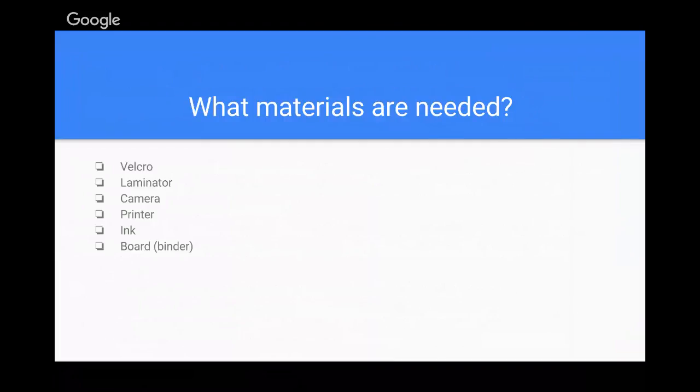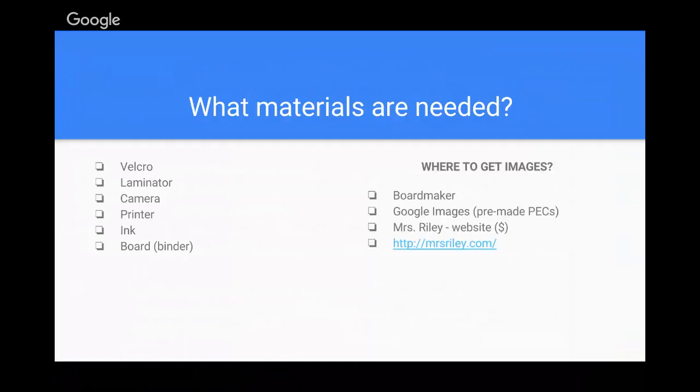Here are some materials that are needed: Velcro, laminator, camera, printer, ink, and a board, or some sort of a binder that's got a hard surface. Laminators aren't necessary. I've used contact paper with lines on the back. Also, I tend to use rubbing alcohol so that the Velcro sticks a little bit better and doesn't peel off. Images. Boardmaker can be a little bit of an expense. Google is obviously free, and there are pre-made PECS on there.